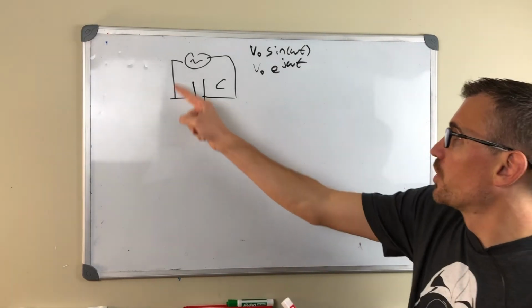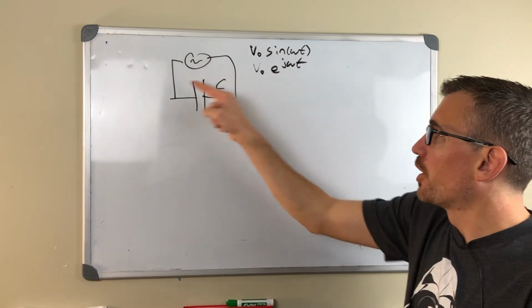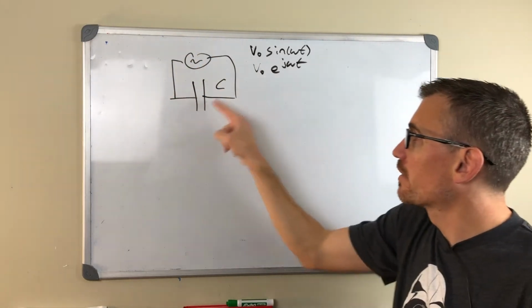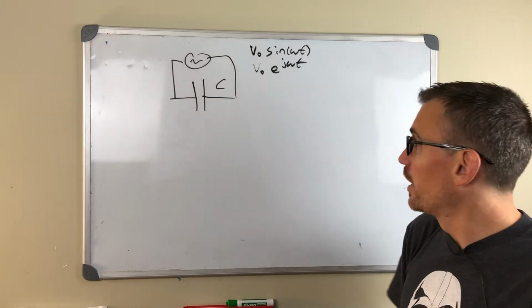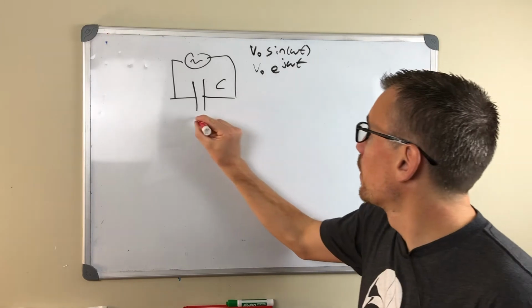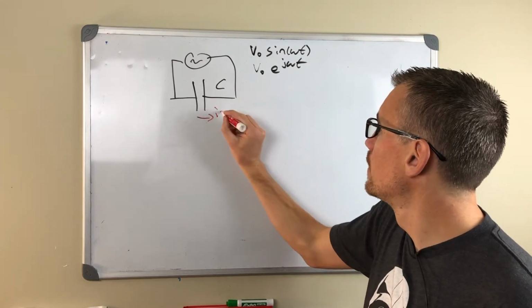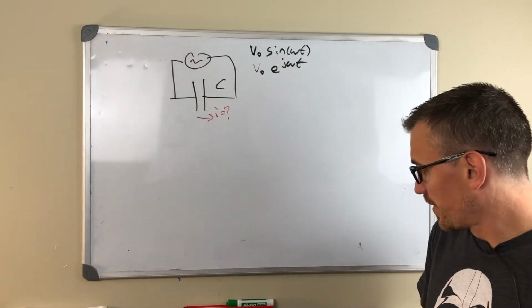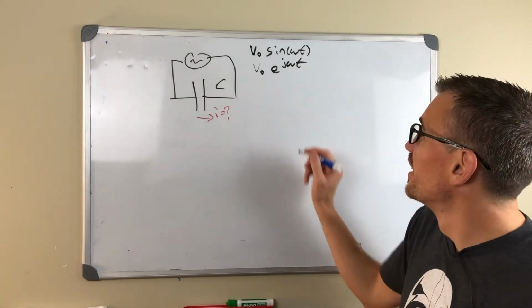So we have this voltage, which is going positive, negative, positive, and negative. Somehow we're going to have a current which is going back and forth in a sinusoidal way. But what is that current? What is the magnitude of that current? So let's look at that. I is equal to what? That is our question. So let's find the answer.